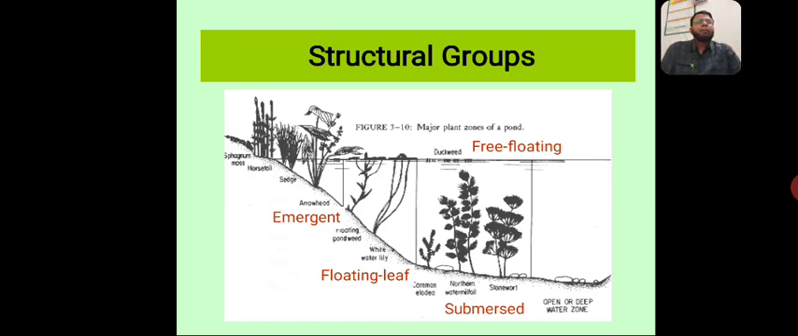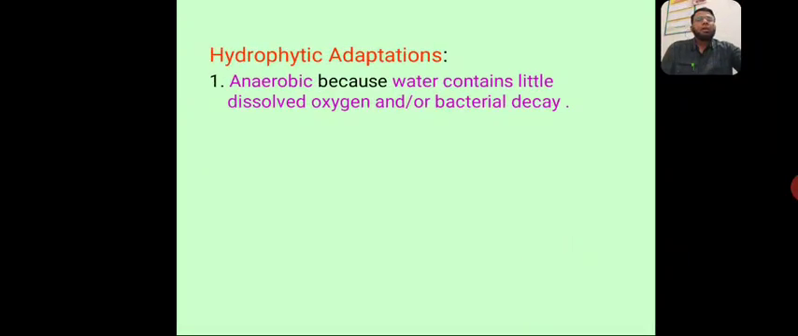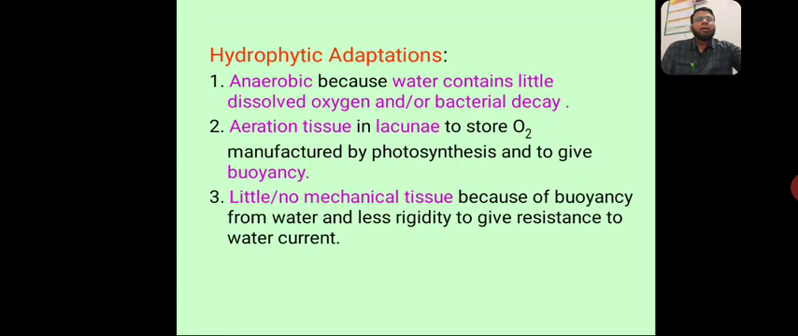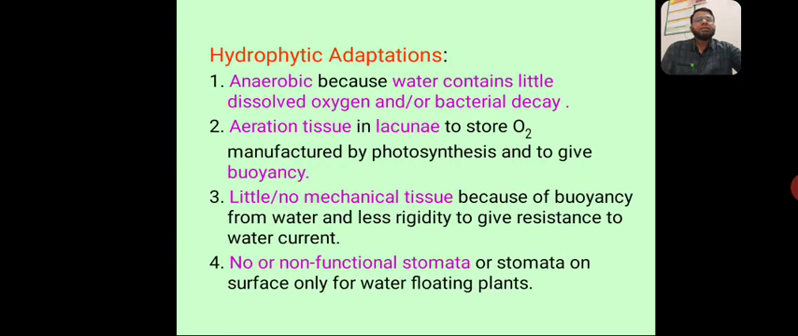Just like a frog, an animal which survives in the water and also comes onto the surface of the soil, such types of categories are there. So all these plants have different anatomical, morphological and physiological features. So here these are the hydrophytic adaptations.